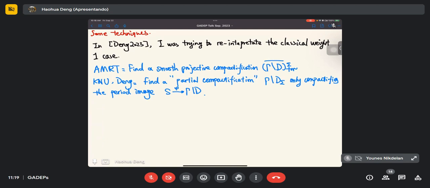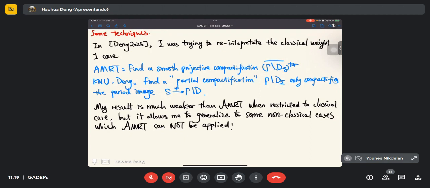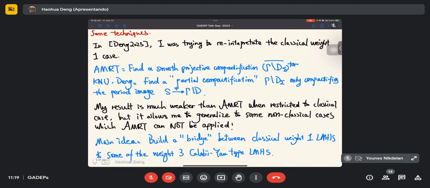The results are weaker. But the good point is that by using these techniques, by using KNU and Hodge theoretic language, we will be able to generalize. There's a direct generalization from this classical weight 1 case to the weight 3 case. There's a bridge to be built between the classical weight 1 case and the weight 3 case. It seems to me that this cannot be done using ANRT's theory, but can be done using Kato-Usui's language, as shown in my first paper.